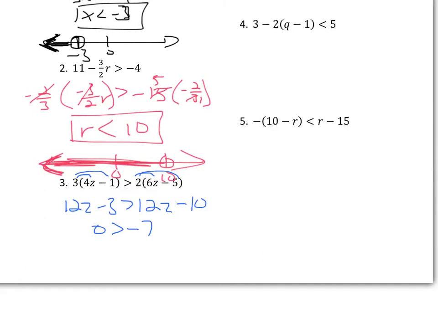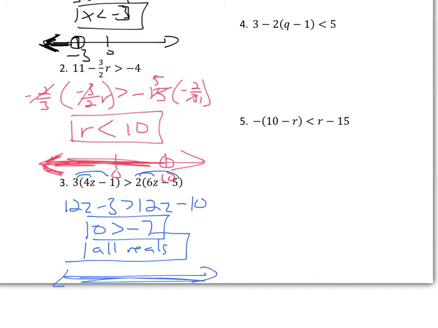Now, if you get to a point like this, where your variables cancel each other out, notice how our z's canceled each other out when we subtracted over. Once you get to that, you look at this statement just with numbers. 0 is greater than -7. You ask yourself, is that true? If it is true, the answer is all real numbers. If the answer is not true, then the answer is no solution. So here, the answer is true, so all reals. And to graph it, you would just have a number line with the whole thing shaded.